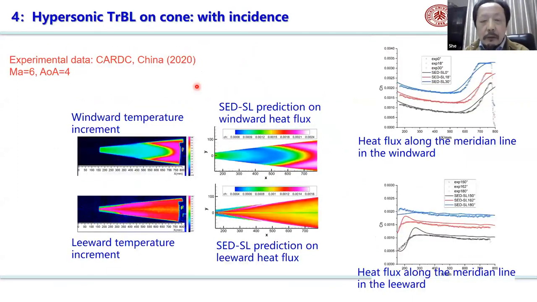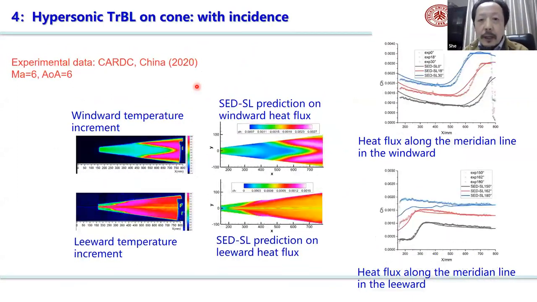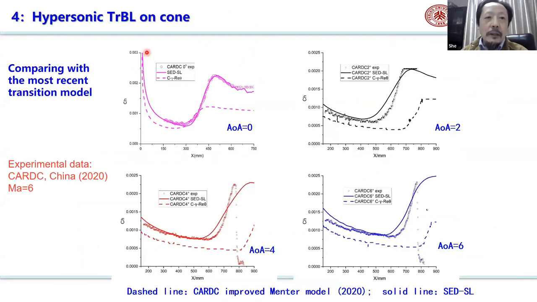And this is the angle of attack of 4. And this is the angle of attack of 6. Finally, there's a comparison with C gamma Re theta, which is the improved mental model. For an angle of attack of 10, it captures roughly the transition location. But at the angles of 2, 4, and 6, they are way off.